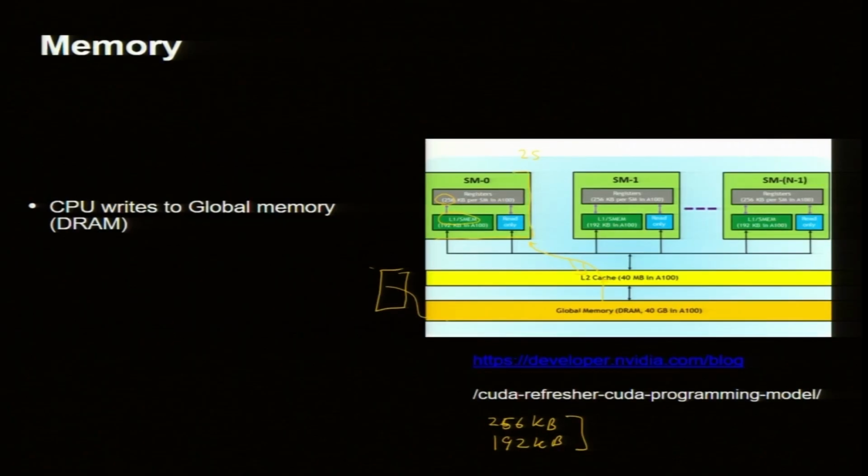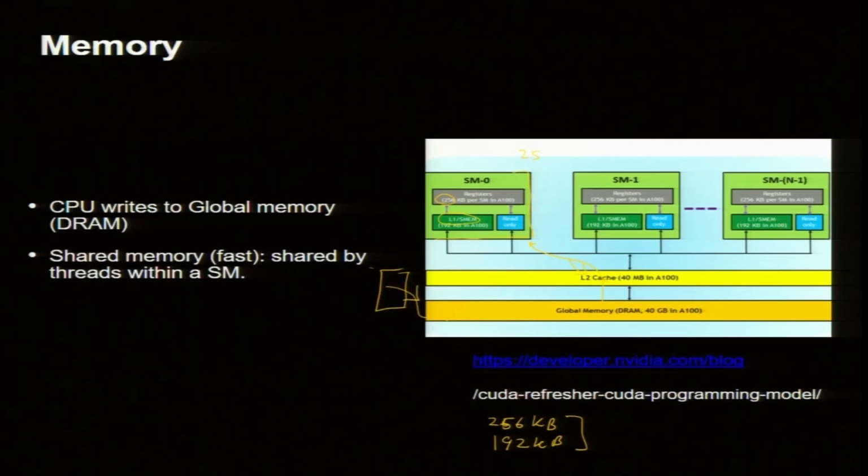The CPU writes to global memory, as I said. Then shared memory is fast, shared by threads within an SM. By the way, this shared memory is not accessible by threads in another SM. SM1 cannot access the shared memory of SM0; it has to go via global. Each thread can access a register, and they like to have their own register. So, I think you should have this slide in your mind.